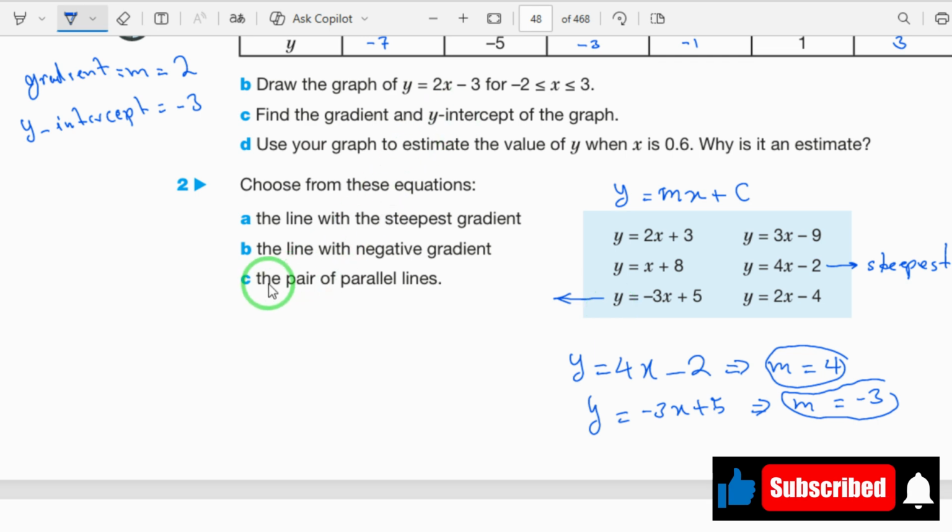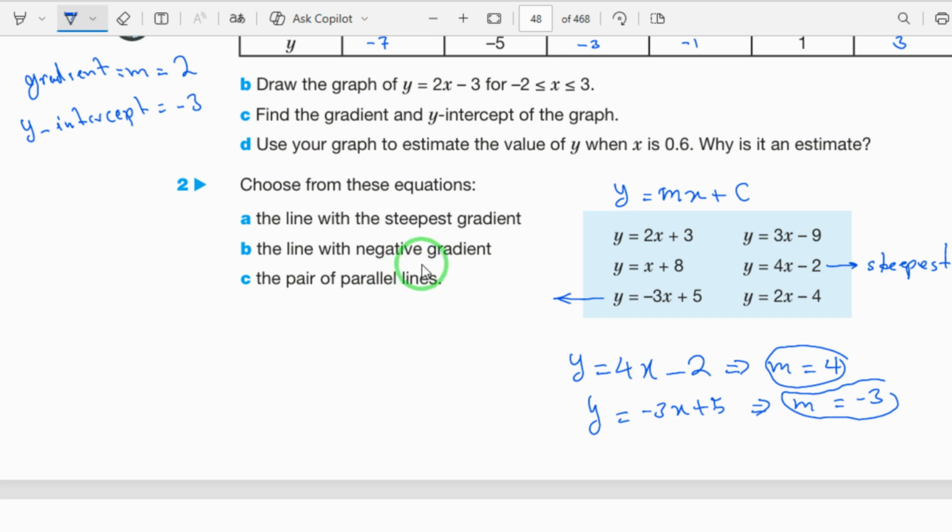Part C, the pairs of parallel lines. You know that parallel lines have the same gradient. When the gradients are equal, the lines are parallel. So here we have this one, question number 1, and this one, question number 6. If we call it number 2, number 3, for example, number 4, number 5, and this one number 6.